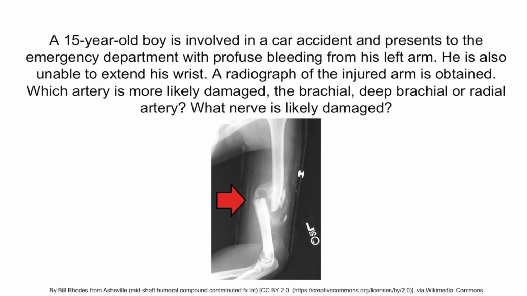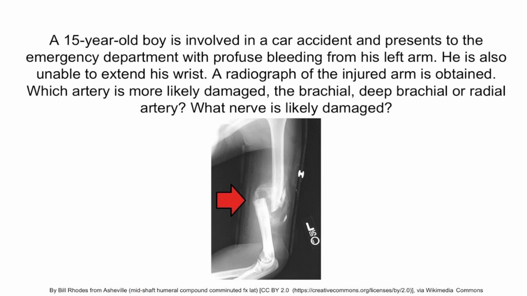A 15-year-old boy is involved in a car accident and presents to the emergency department with profuse bleeding from his left arm. He is unable to extend his wrist. A radiograph of the injured arm is obtained. Which artery is more likely damaged? The brachial artery, the deep brachial artery, or the radial artery? And lastly, what nerve is likely damaged?